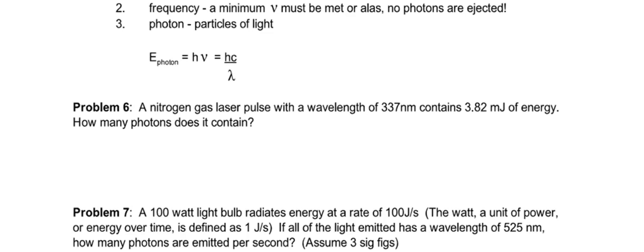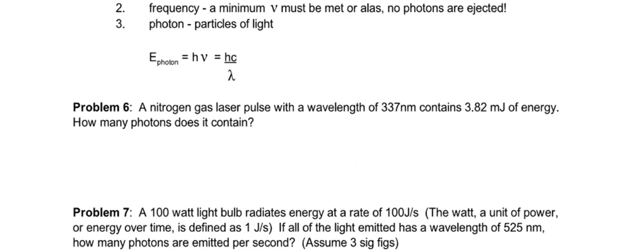It says a nitrogen gas laser pulse with a wavelength of 337 nanometers contains 3.82 millijoules. That's a little m, millijoules of energy. So how many photons does it contain? Well, what do you think you ought to do first? Why don't you find the energy of one photon? Because that has the wavelength of 337 nanometers. If you can find the energy of one photon, you can find out how many photons you have.